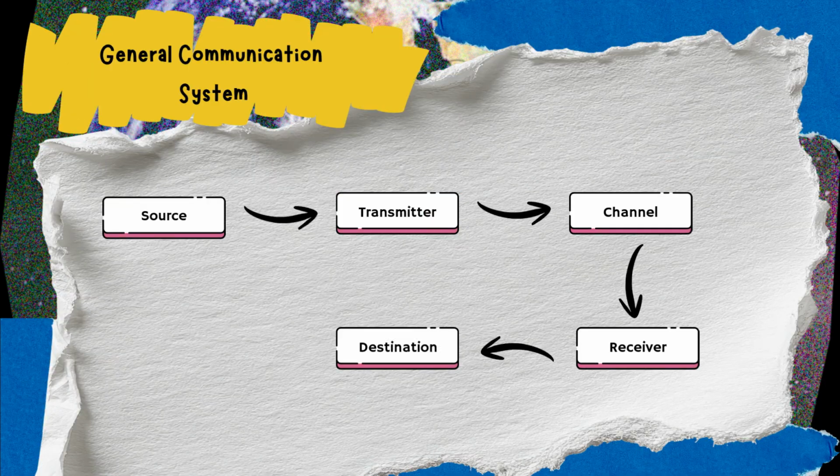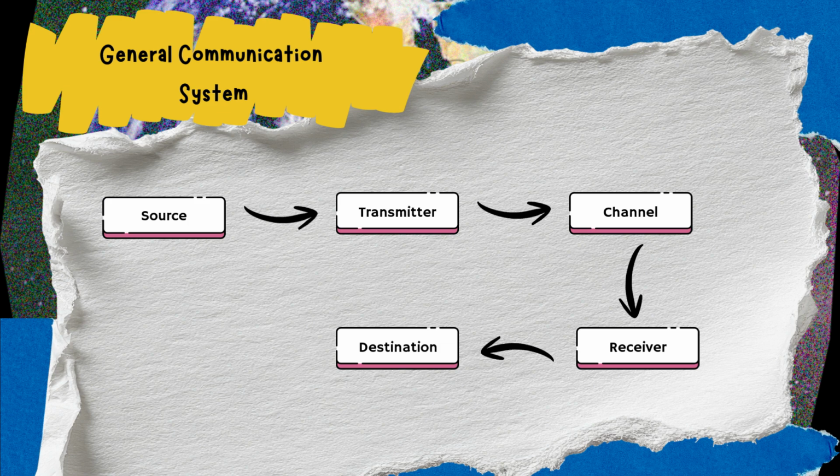For this part, general communication system describes how information is transferred from a sender to a receiver. The process begins at the source where information such as voice, data or video is generated. This information is then processed by the transmitter, which converts the message into a suitable signal for transmission.